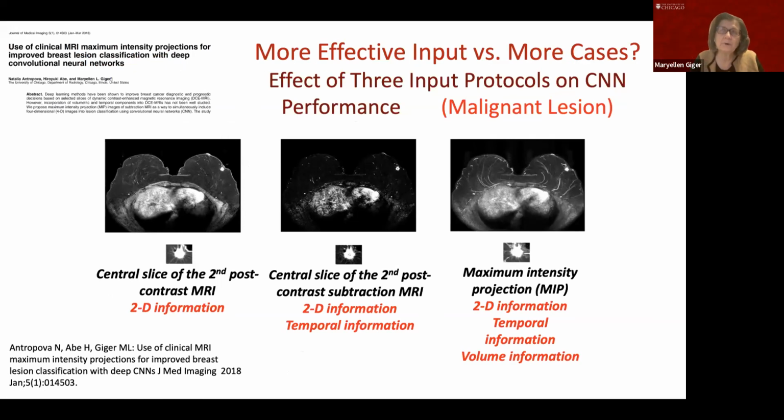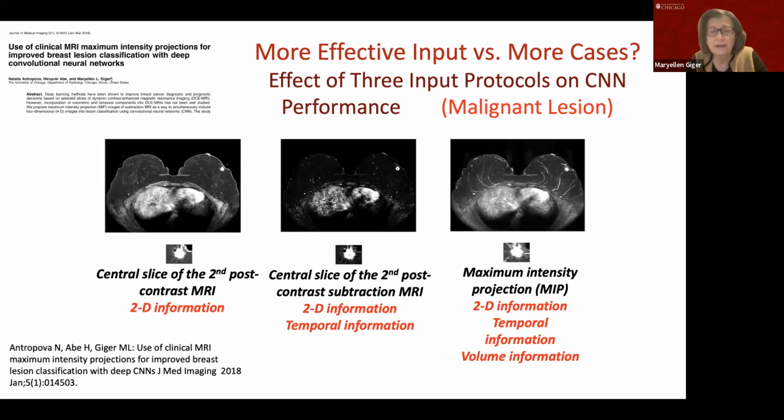When thinking about it, if you have an infinite number of cases, you could just give them all the images and the deep network would probably figure it out. However, we don't have an infinite number of images. So let's use the knowledge that we obtained from radiologists in their human interpretation of these images to decide what we input to the deep learning algorithm. And I just showed you here that the MIP image did better.